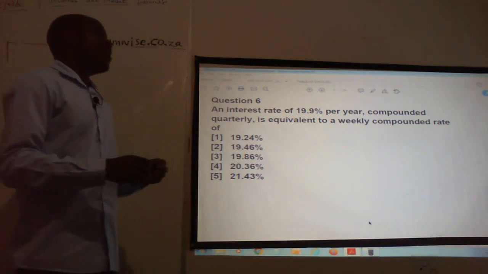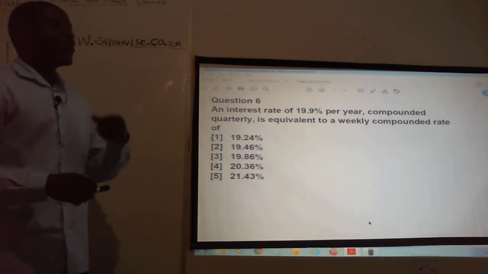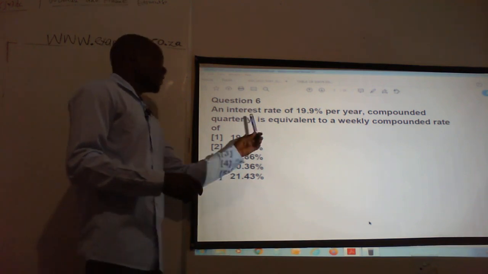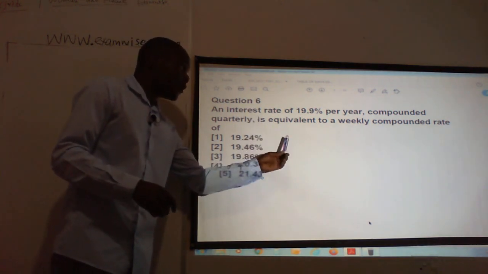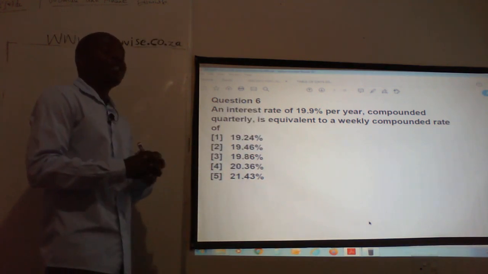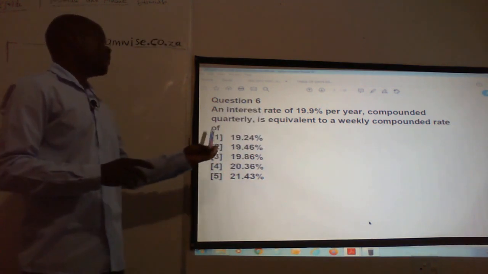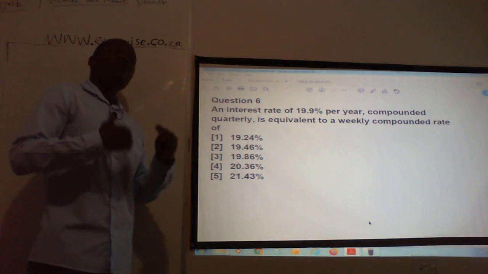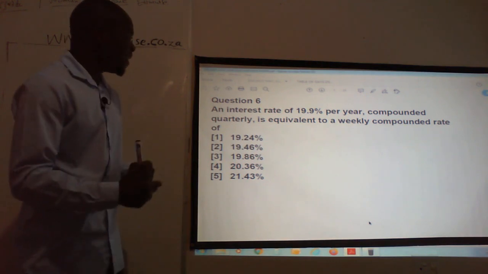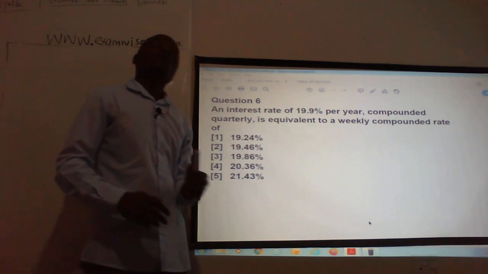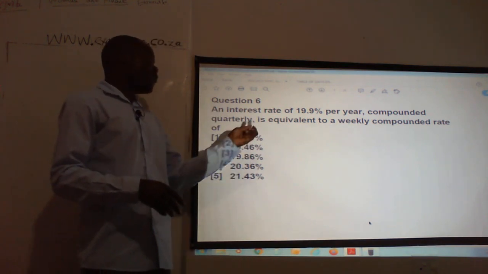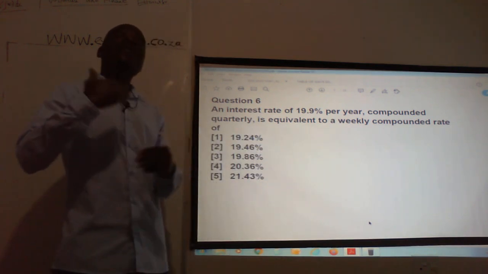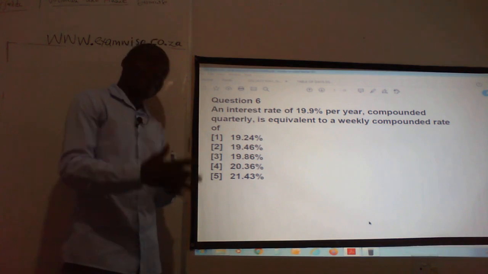So here we are covering interest rate conversion. What we are required to calculate is the equivalent weekly compounded rate. We are given 19.9% per year, which is compounded quarterly. If we change it to a weekly compounded rate, instead of compounding quarterly, we compound it weekly. What will be the equivalent interest rate?